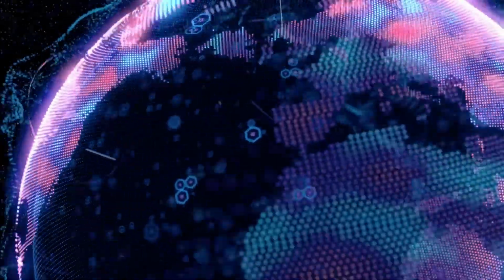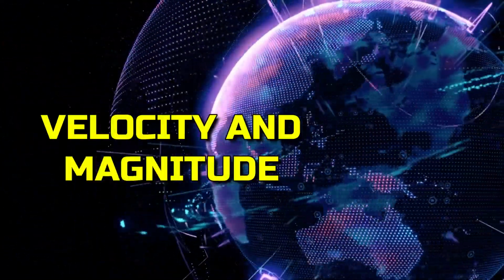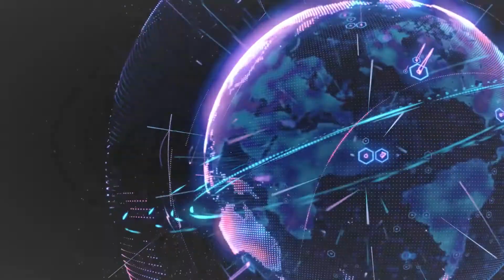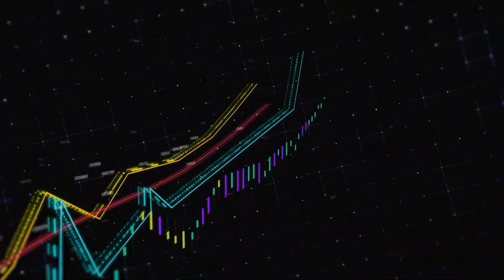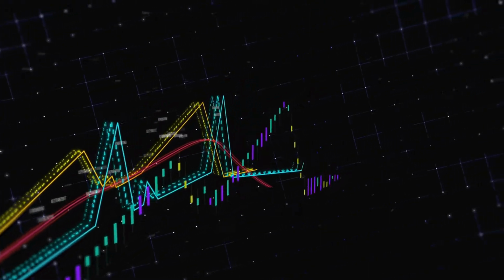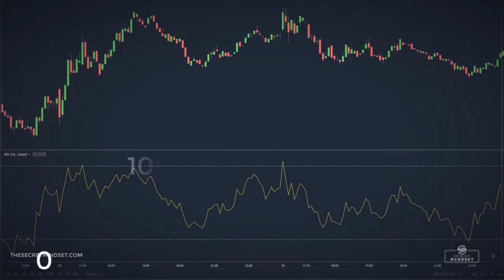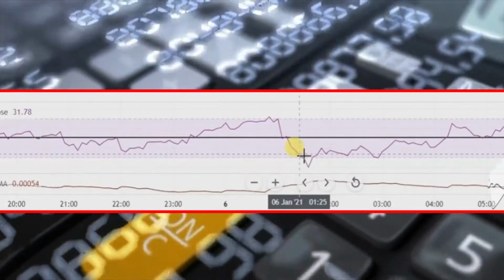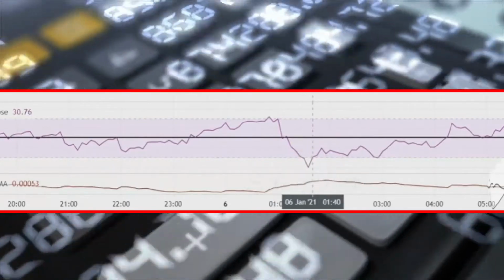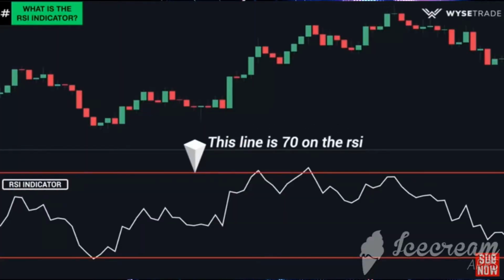The RSI is classified as a momentum oscillator, measuring the velocity and magnitude of price movement. The RSI is most typically used on a 14-day time frame, measured on a scale from 0 to 100, with the high and low levels marked as 70 and 30 respectively. Now, this line here is 70 on the RSI, and this line here is 30 on the RSI.